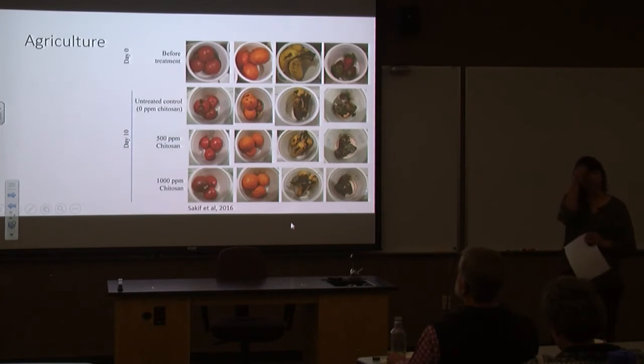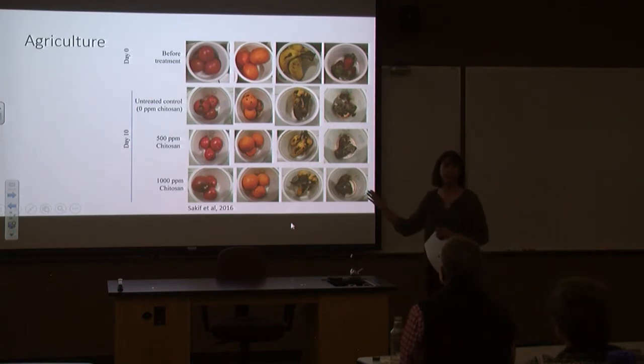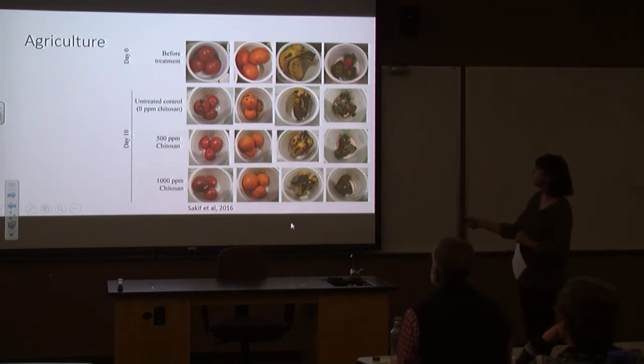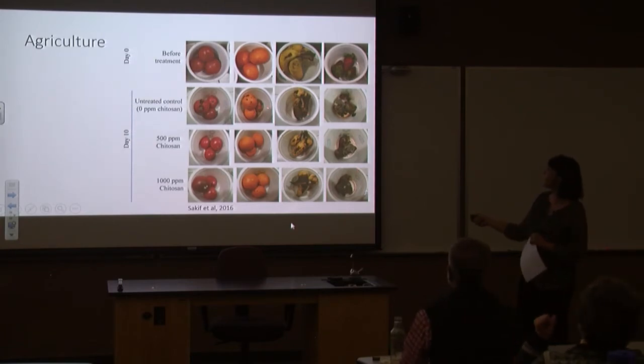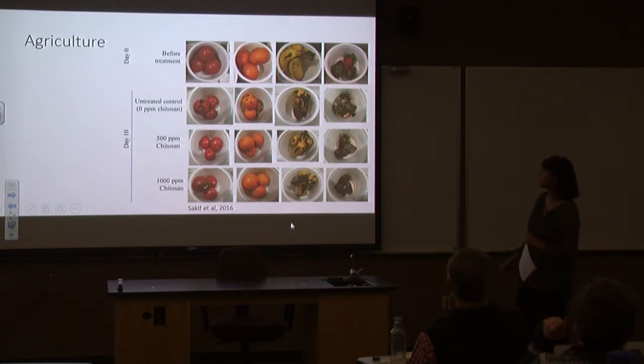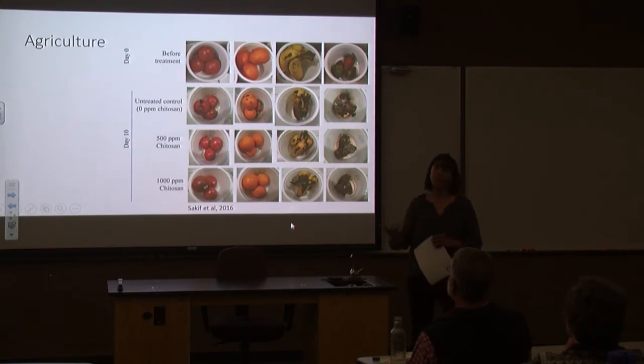Another thing that they're looking at using chitosan for is as a preservative for fresh fruits to extend their shelf life. And so if you look here, before treatment, and then at day 10, this is what the untreated control looks like for tomatoes, oranges, bananas, and strawberries. Nothing really works well for the strawberries, but you can see that it really helps with the tomatoes when you add some of the chitosan, also with the oranges. A little bit with the bananas, but again, not for the fungi. Right? And so there's potential for use in extending shelf life with the chitosan.